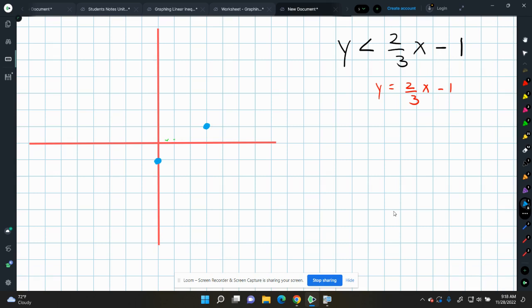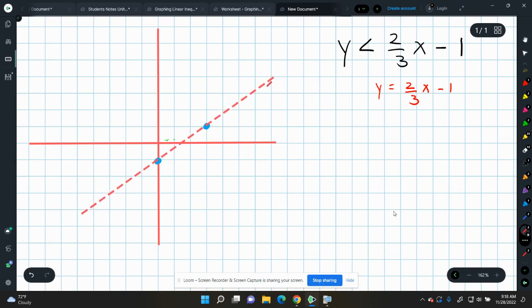Now, when we graph this line, we look here. This is just a less than. We do not have a line under there. So what does that mean to us? It means that it's not equal to. It's a dotted line. So it's going to be like this. And yes, Sophia, that's correct. That's why we make it a dotted line, to indicate that it's not equal to.